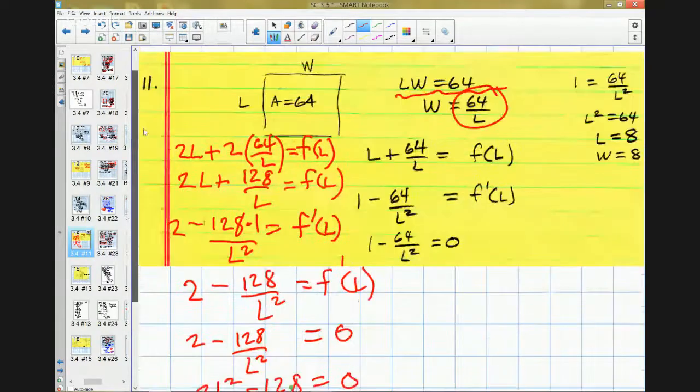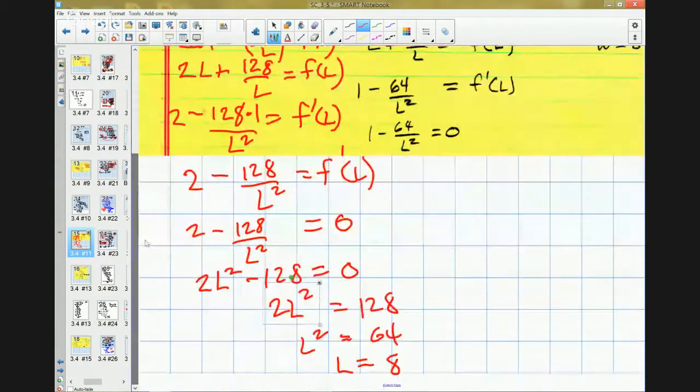And if the length is 8 and the area is 64, doesn't the width have to be 8 too? So again, no shock. We ended up with a square. Was there a label in that one? Yeah, it was square feet. So these are feet. 8 feet by 8 feet.